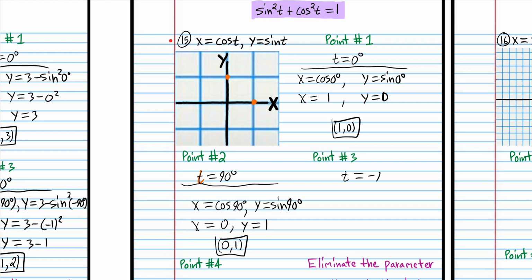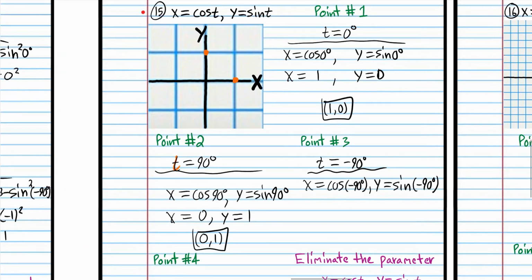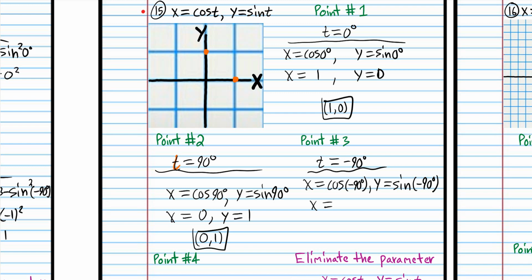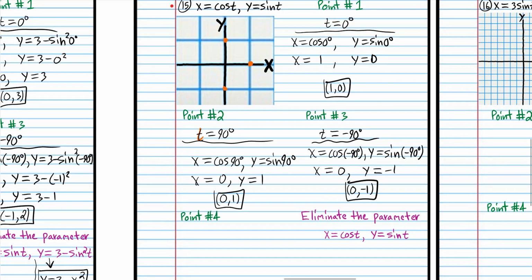Now let's choose t equal to negative 90 degrees. So x is equal to cosine of negative 90 degrees. And y is equal to sine of negative 90 degrees. So cosine negative 90 is 0, and sine negative 90 is negative 1, so we have a point 0, negative 1. So you can see that this is actually going to be a circle. It's not an ellipse.